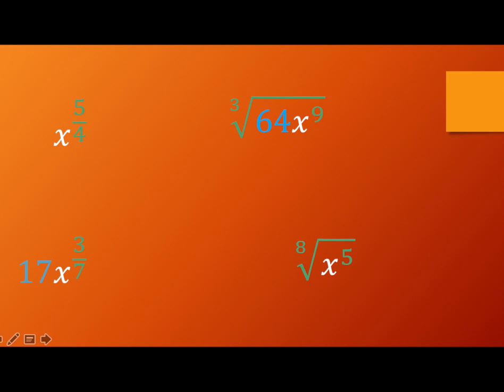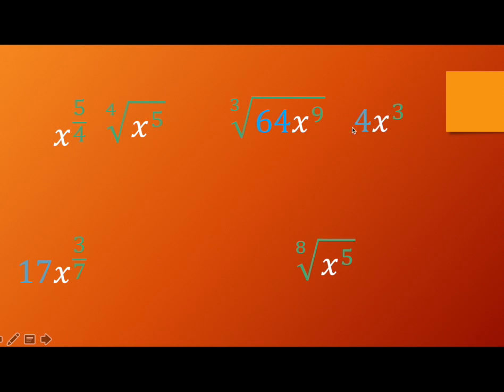Okay, let's check our answers. This first one, x to the 5 over 4 power, as a radical, can be written as the 4th root of x to the 5th power. This 4 is our root, because it's the denominator. This 5 is our numerator, so it goes with the x. The answer to this one is 4x cubed.